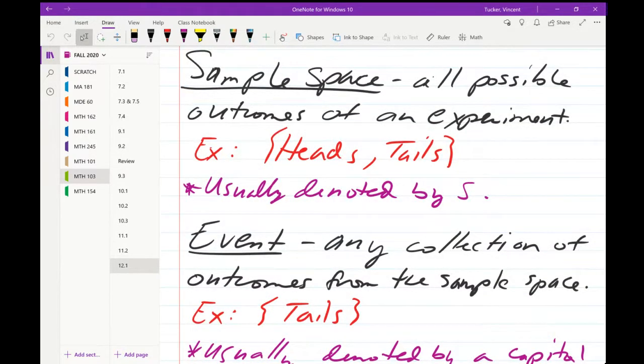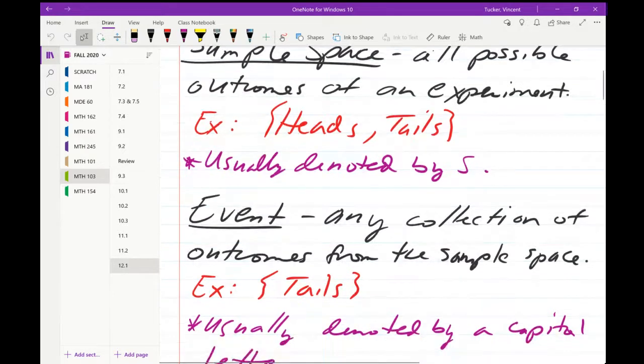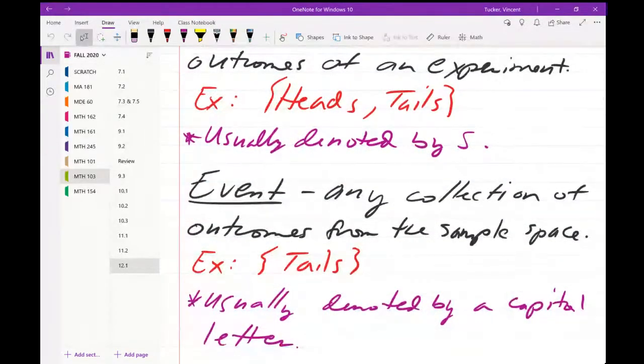Your event is going to be any collection of outcomes in the sample space. So if I wanted to look at the probability of landing tails, tails would be my event. And that's usually denoted by capital letters. You probably wouldn't want to use S because S is going to be taken up with sample space.